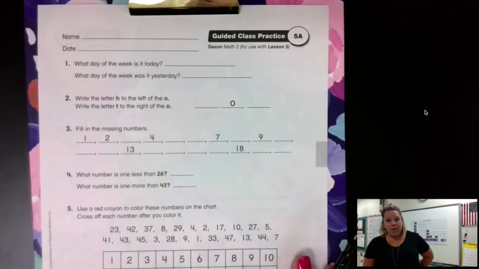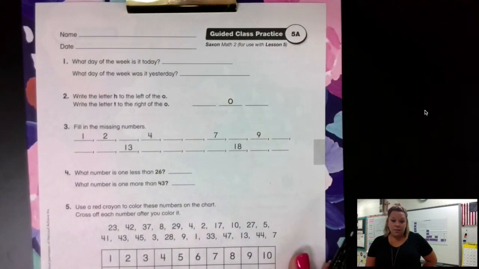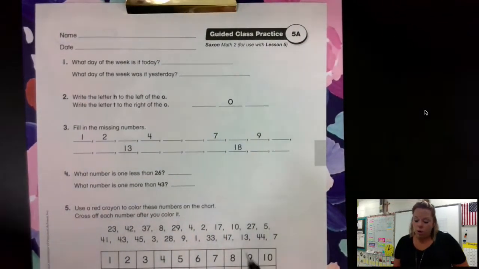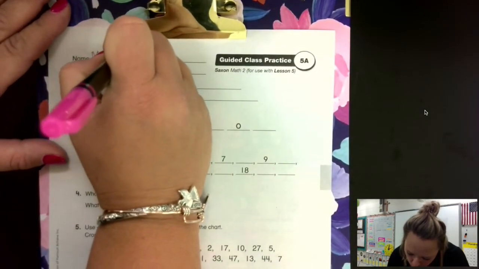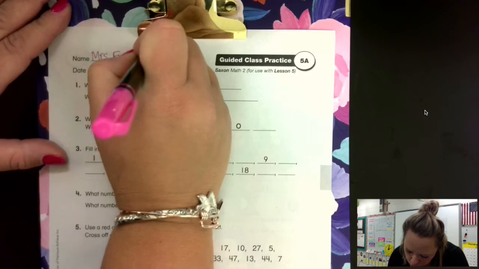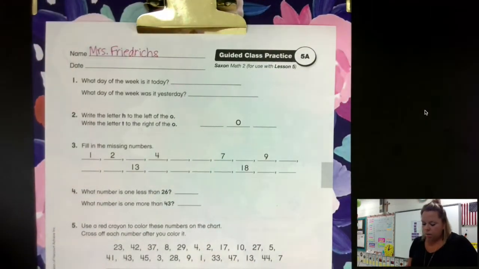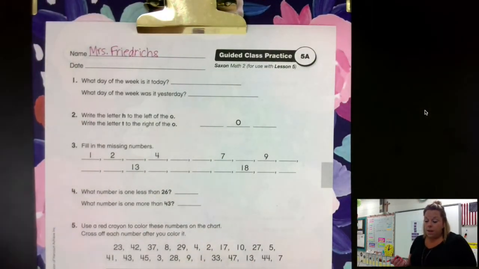And we're going to go ahead right away and get going with our guided class practice. We need to go ahead and put our name on our paper. We always want to take credit for our work. We should be so prideful in our work that we should want to make sure that our name is on it.